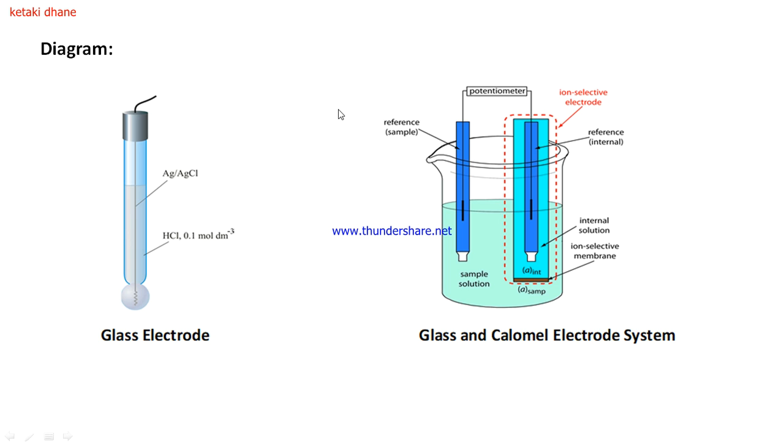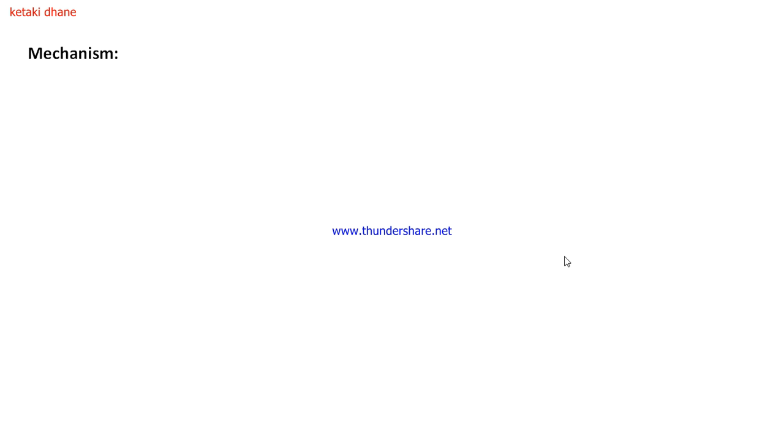So this is a diagram of the glass electrode individually, and when this glass electrode is dipped into the solution, one electrode is going to be used as an indicator electrode and another electrode is to be used as a reference electrode in which it is dipped. So this is a construction of the glass working electrode. This is a reference sample in which the glass electrode is dipped, and this is an ion selective glass electrode.